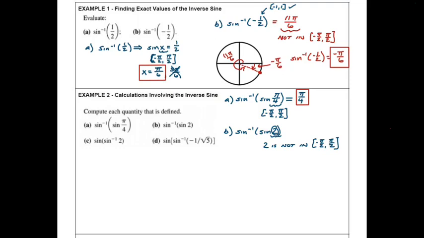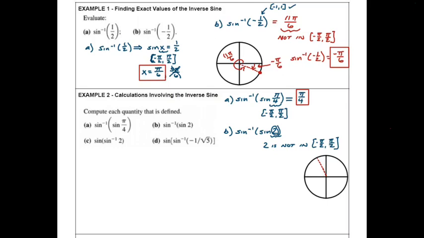So sine inverse of sine of 2. 2 as an angle, remember angle in radians, is not in the interval negative pi over 2 to pi over 2. So where is it? If I draw a picture, 2 radians is somewhere in quadrant 2. 1 radian is about 57 degrees-ish, so 2 radians would be 114 degrees, somewhere in quadrant 2. So that angle is not in my interval negative pi over 2 to pi over 2.